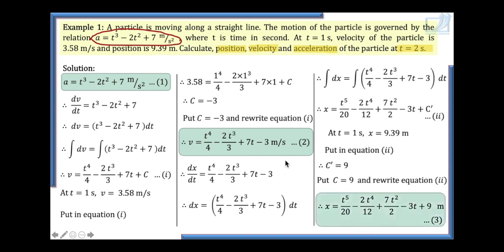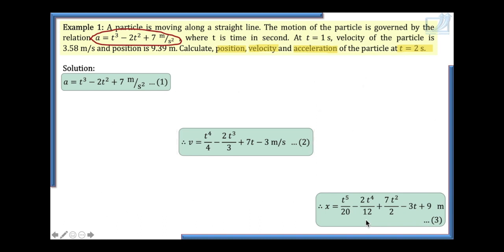So all necessary equations we have created. Remember, integrate acceleration for velocity, integrate velocity for position. This is how we solve problems on variable acceleration. Now put t equal to 2 seconds in these 3 equations one by one and you will get the answer. So simple calculations these are.